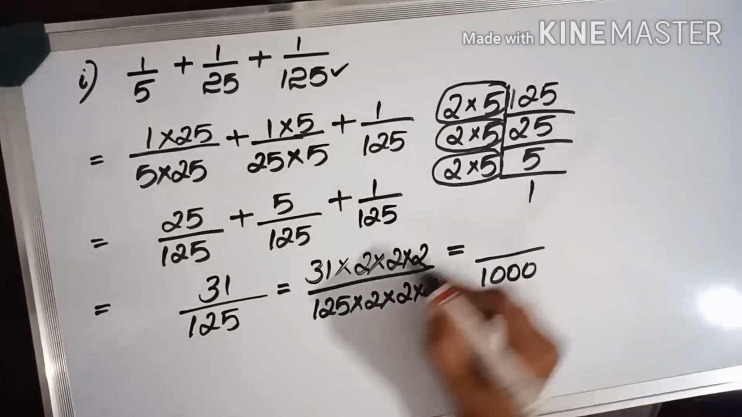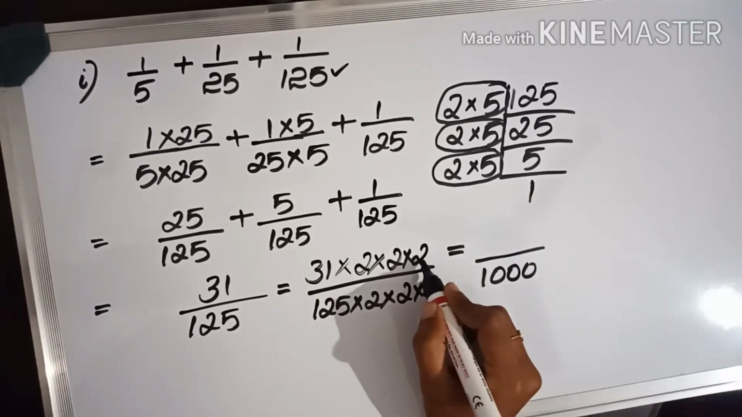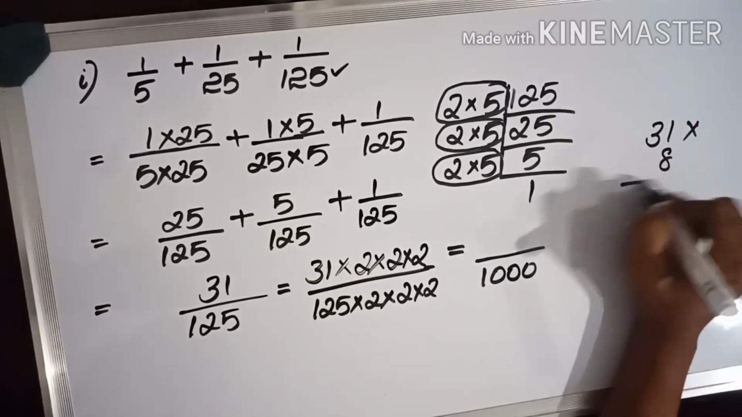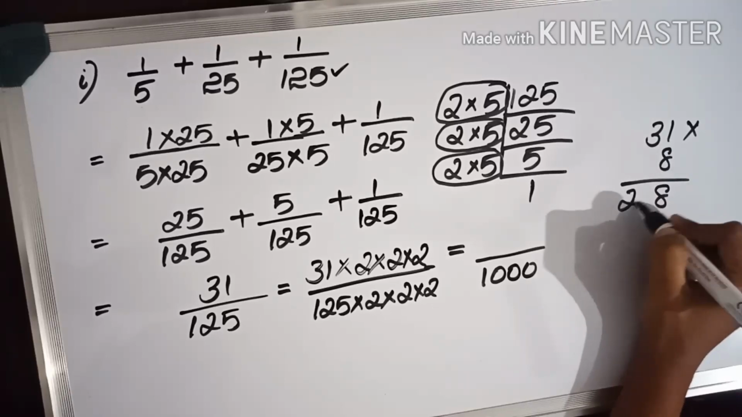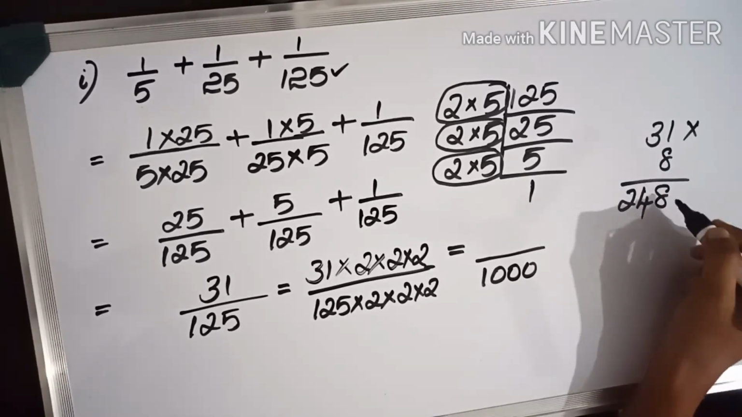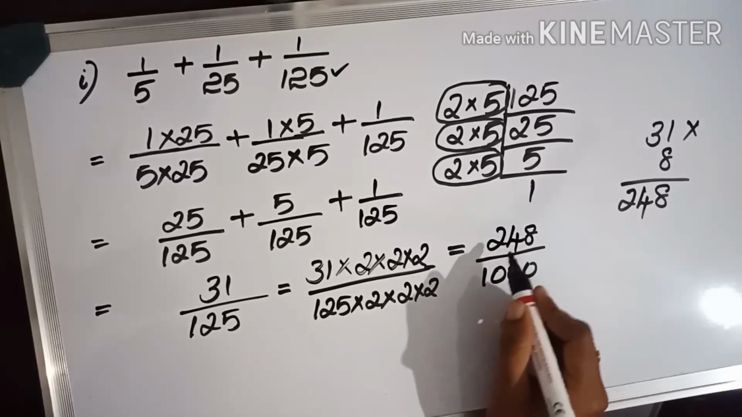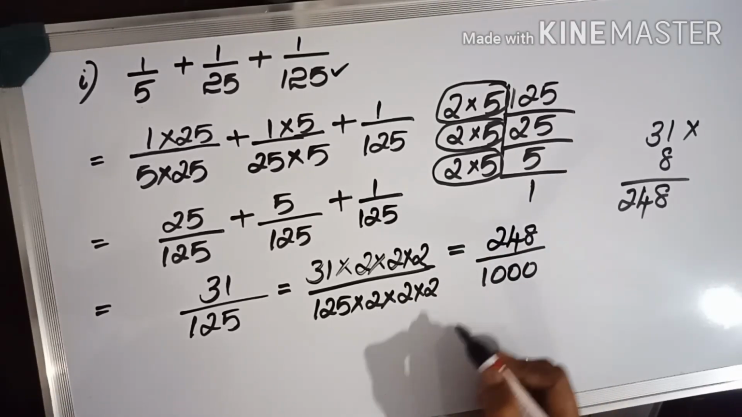Now for the numerator, we need to multiply all these numbers. That is 2 into 2, 4. 4 into 2, 8. Next 31 into 8 we need to do. That is 248. Okay, 248 is the answer. So 248 divided by 1000.